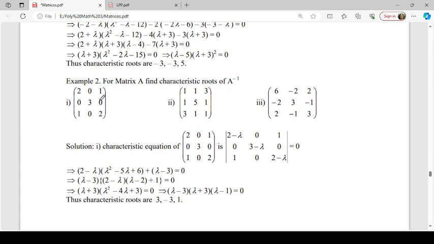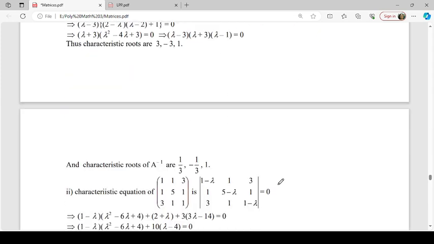So the characteristic equation is this one. It is (2 minus lambda)(3 minus lambda)(2 minus lambda). From this we have the characteristic roots as 3, minus 3, 1. These are the characteristic roots corresponding to this matrix A. So for A inverse we take the reciprocal, so it is 1 by 3, minus 1 by 3, 1.